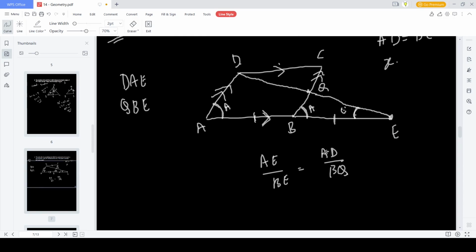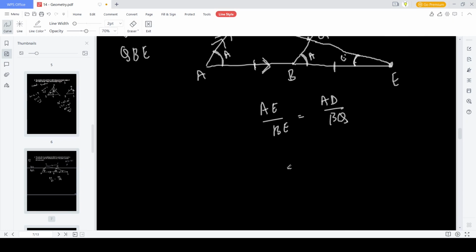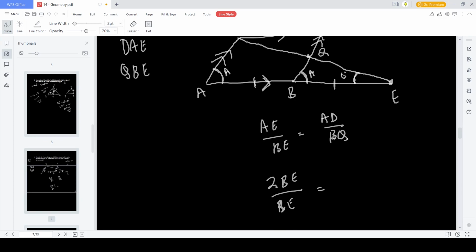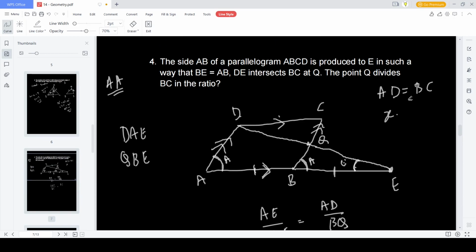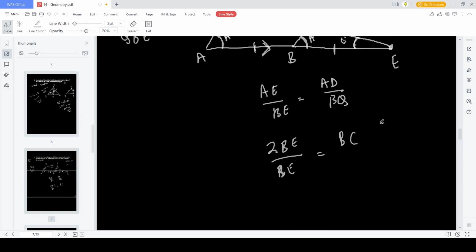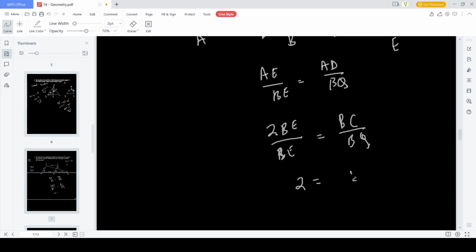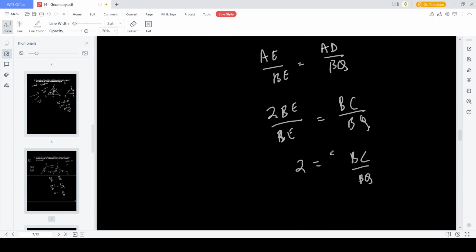Now I want to know what is BQ. AE is what? 2 into BE, right? Because AB is equal to BE. So 2 into BE by BE is equal to AD is what? Nothing but BC, using what we just found out, AD is equal to BC. So this is BC by BQ. Hence I get 2 is equal to BC by BQ. Therefore, I can write BC is equal to 2 into BQ.